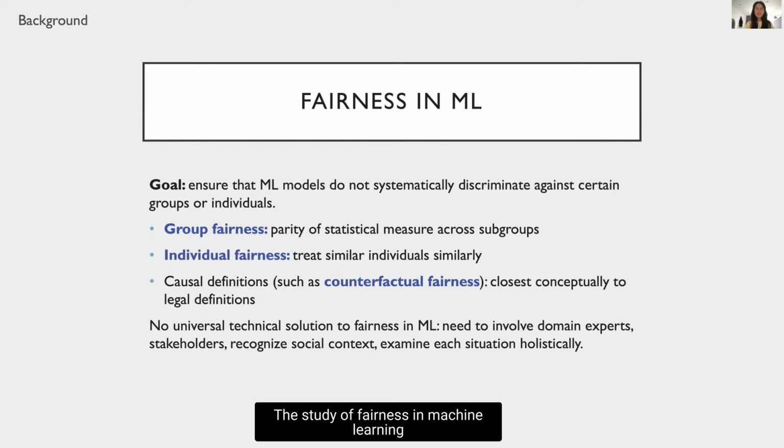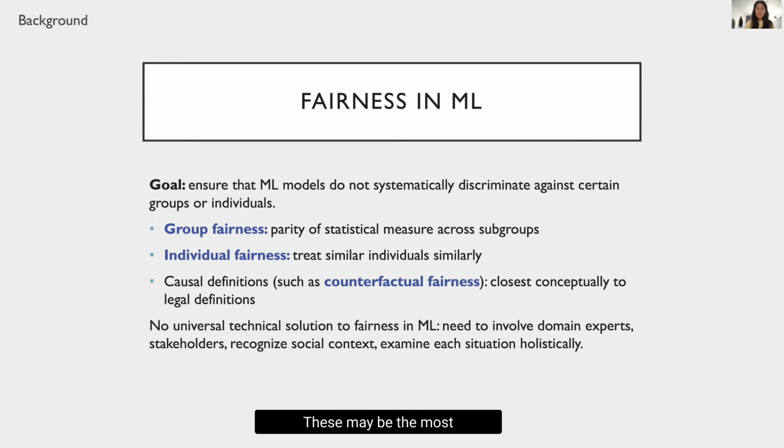The study of fairness in machine learning aims to ensure that machine learning models do not systematically and unfairly discriminate against certain individuals or groups of individuals, typically characterized by certain demographic attributes. Popular notions of fairness in machine learning include statistical group fairness notions, which examine parity of statistical measures across subgroups. These may be the most easily operationalized in practice.